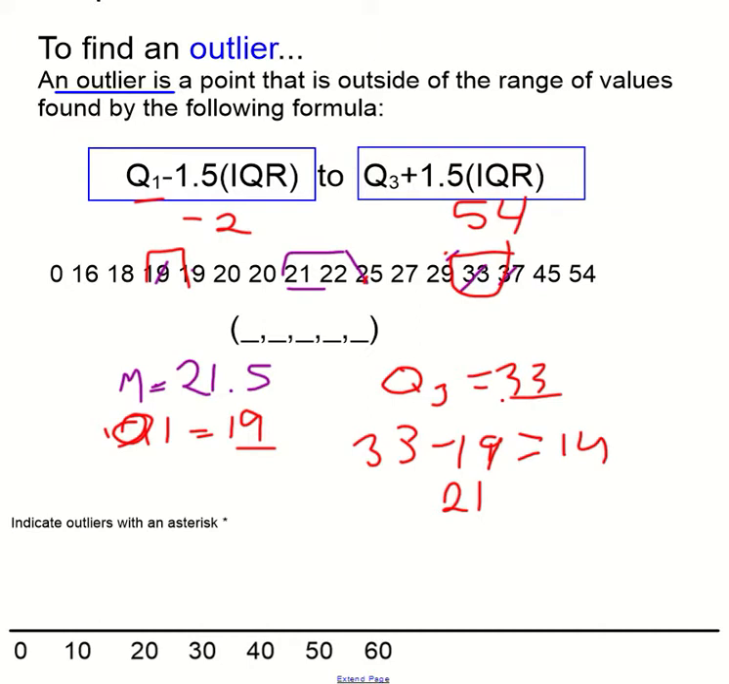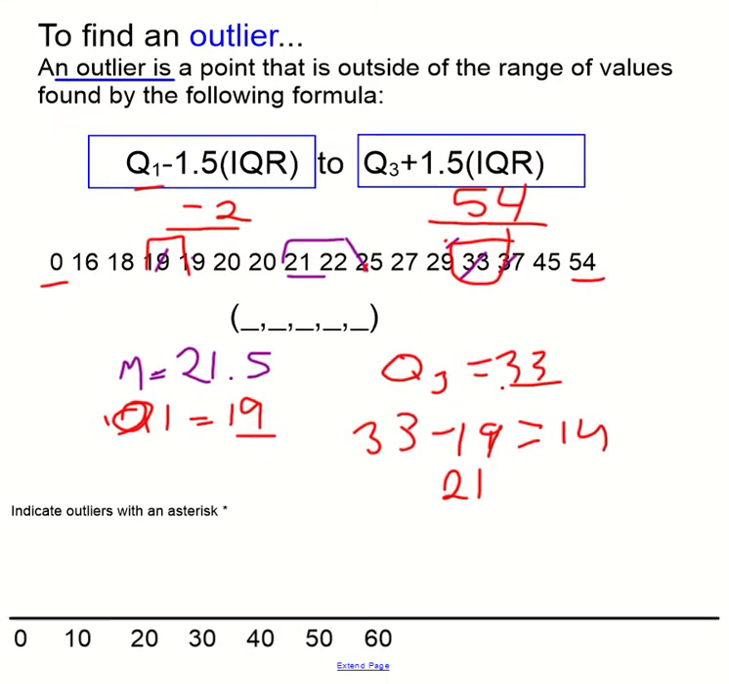Now we take a look at those numbers. Any number that is less than negative 2 or bigger than 54 is going to be an outlier. Our smallest number is 0, so that's going to be our lower bound. And our biggest number is 54, but because that's the same as the upper range, it's fine. It's not an outlier.